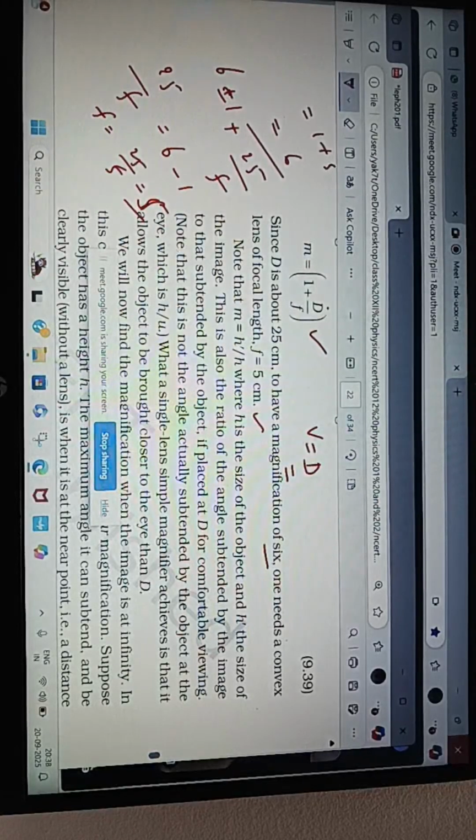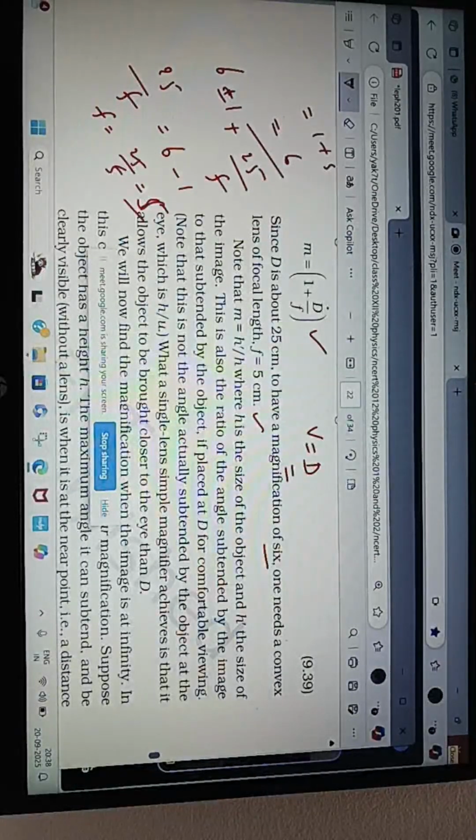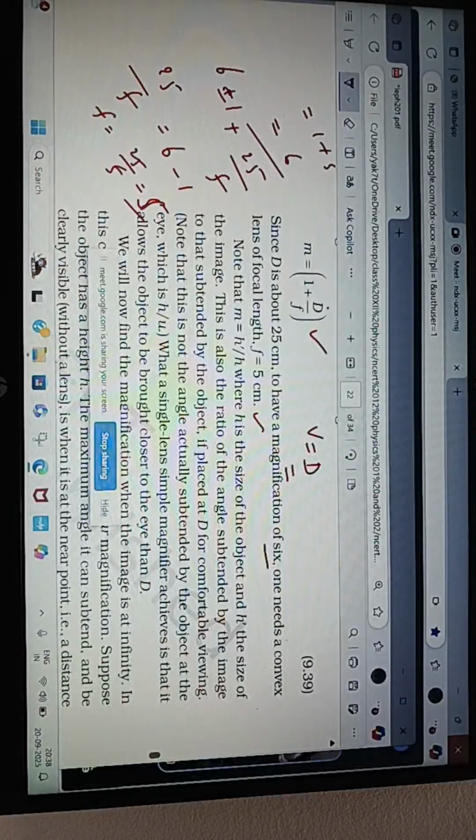One thing I would like to ask you: how has this magnification come for a simple microscope, 1 plus d by f? Sir, we did the derivation that day, sir. That time correct. Okay, that same derivation. Yes, sir.